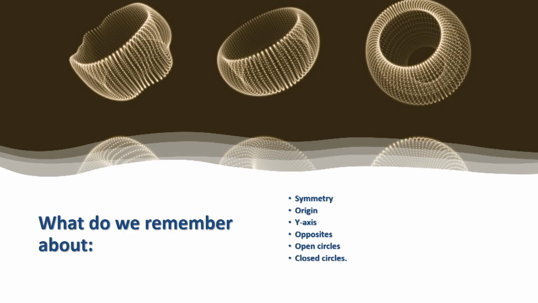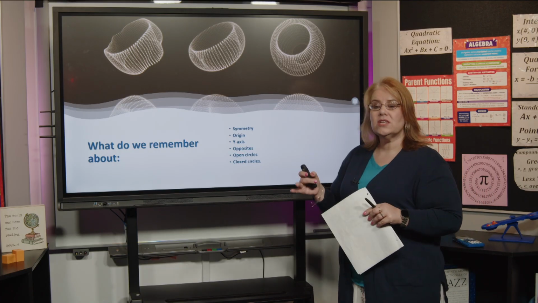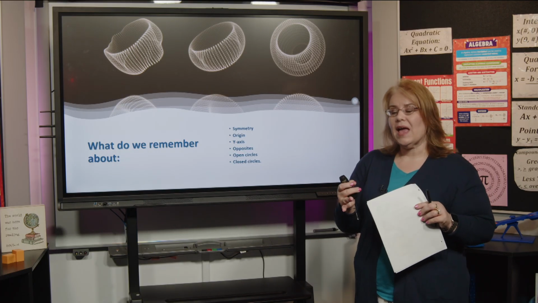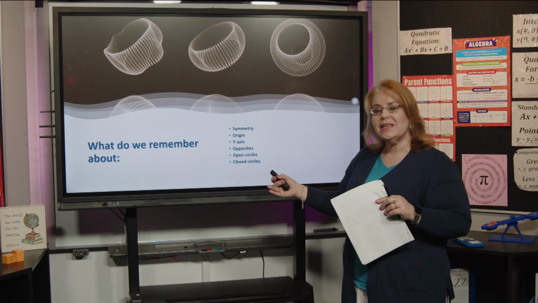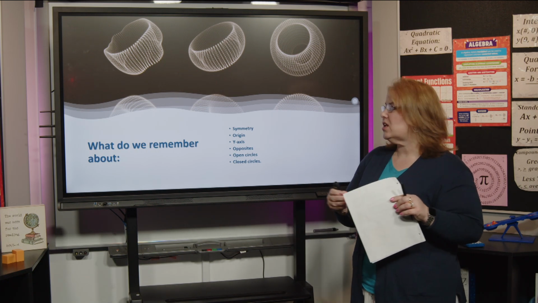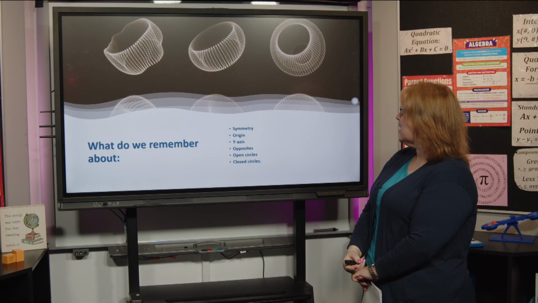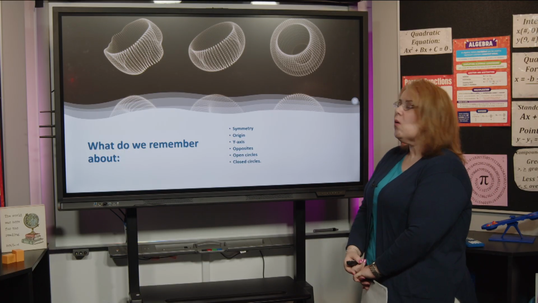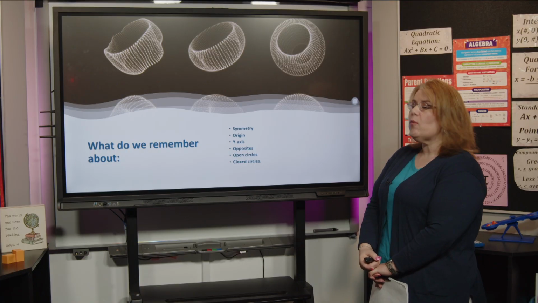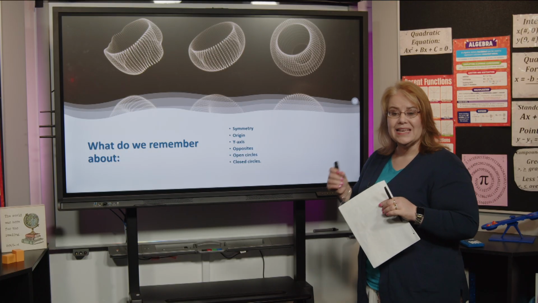Now, we have some new vocabulary. Some of it's new, some of it's not. So what I want us to do is, where we're keeping up with our vocabulary, we need to make sure that we're putting these down. Even if it's a review, we still have that indication of this is important. What symmetric means, what our origin is. We know what our y-axis is. What's opposites? We're looking at open circles and closed circles. So we need to make sure that we're remembering what these are.